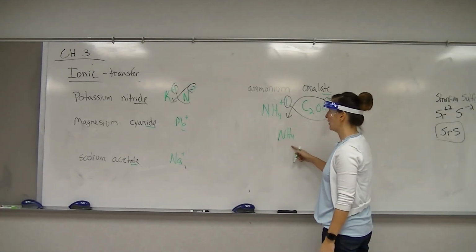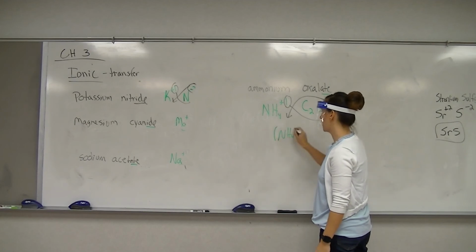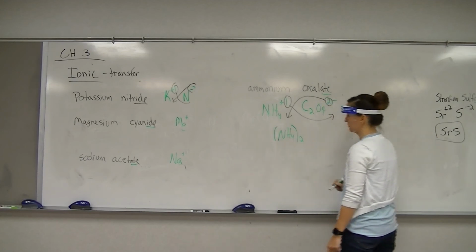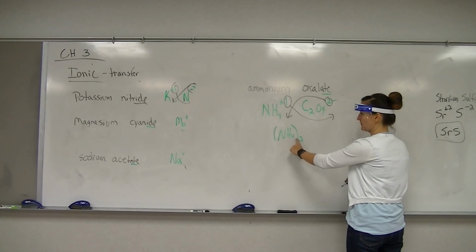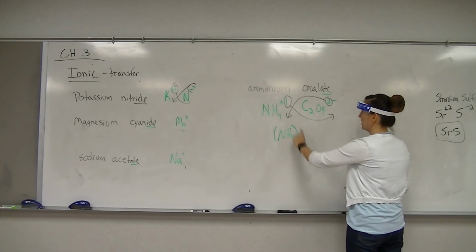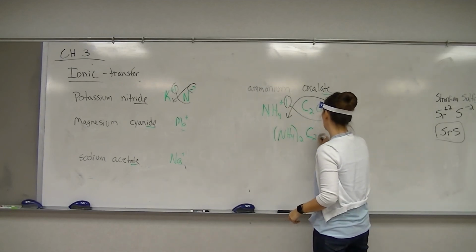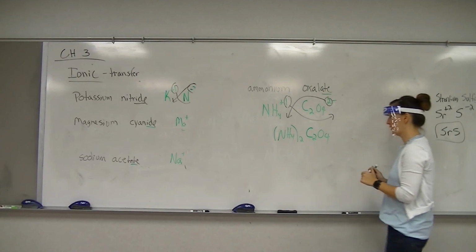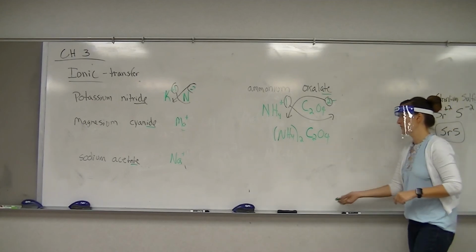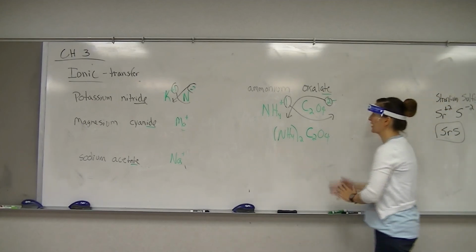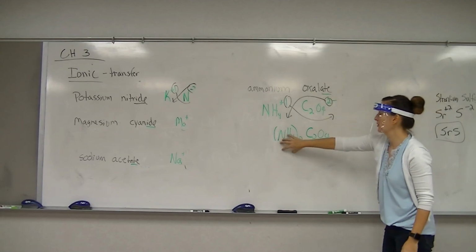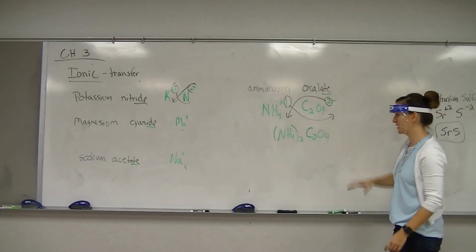Since NH4, ammonium, is a polyatomic, you do want parentheses and then the 2. Otherwise, it's going to look like I have 42 hydrogens. So NH4, 2 of them, and then the oxalate, we said just 1. So we don't need parentheses around that portion. We can just write C2O4. So it looks very complicated, but its name is very simple. Ammonium oxalate. We're just naming the 2 polyatomics that are together.